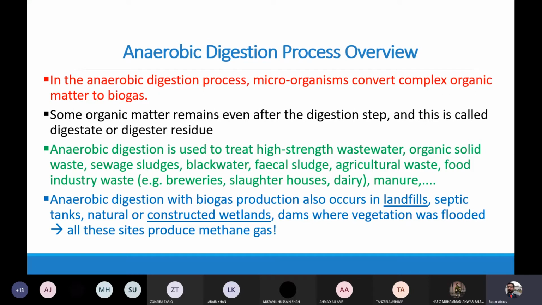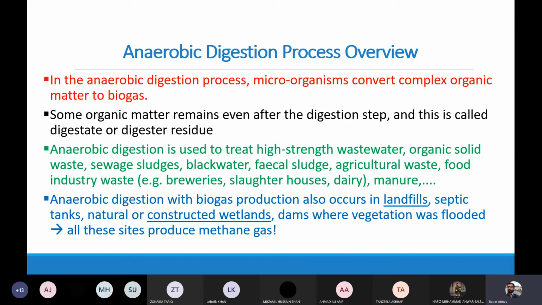Anaerobic digestion with biogas production also occurs in landfills, but it is obviously not a controlled process. It is a totally natural process, and over there you just have to look around in terms of the biogas collection. If you are able to collect that biogas from the landfill site, you would need a lot of expertise in terms of establishing such systems.